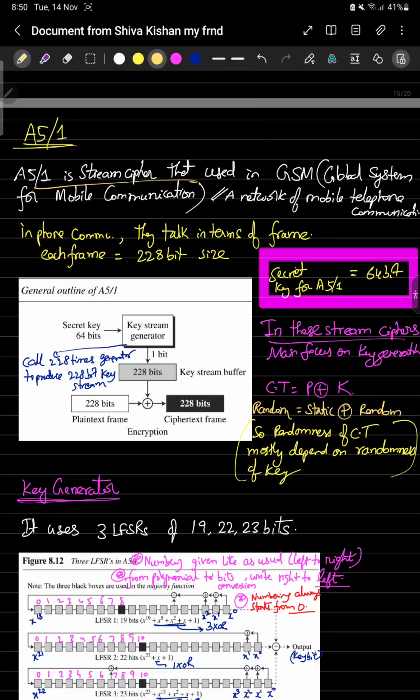I have told you that A5 is a stream cipher. The whole basic idea of A5 is what? Generate the equivalent of 228 bits.